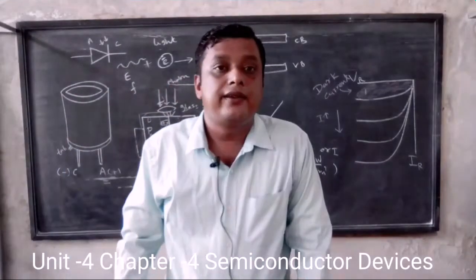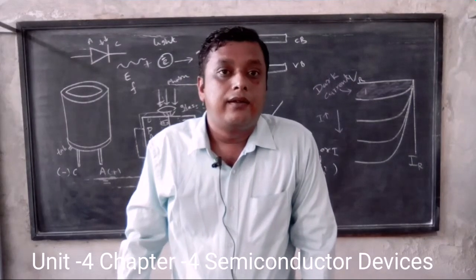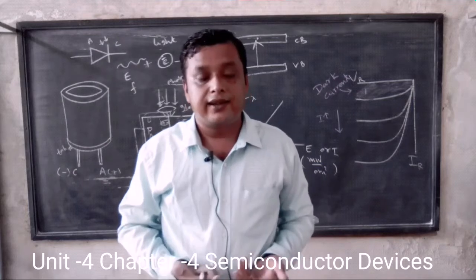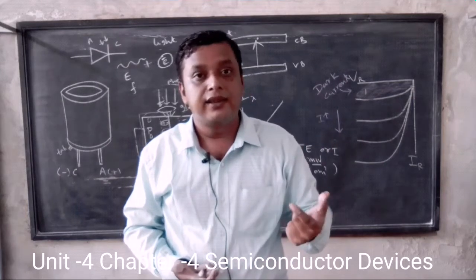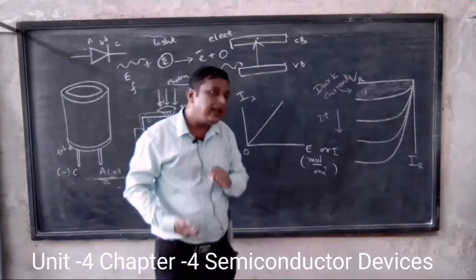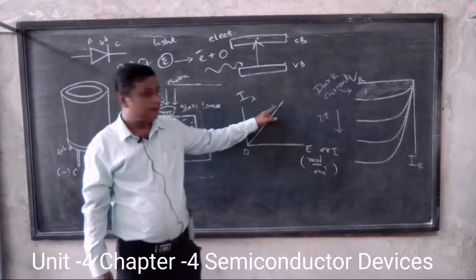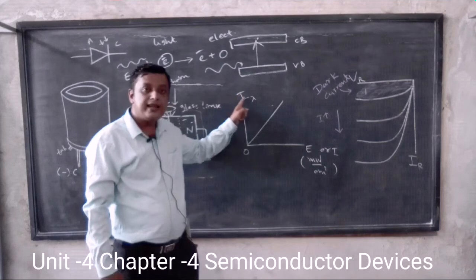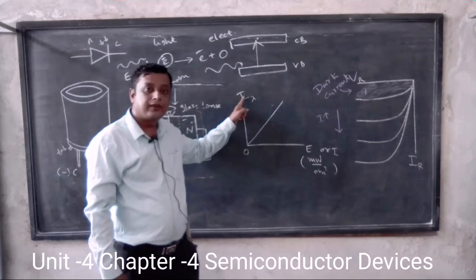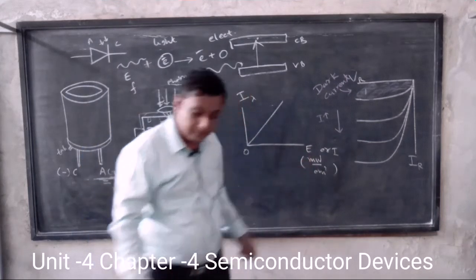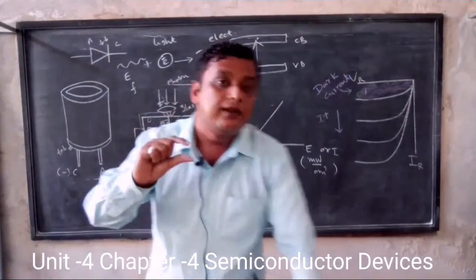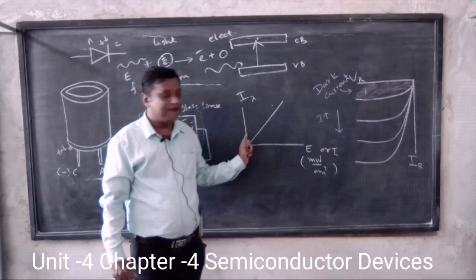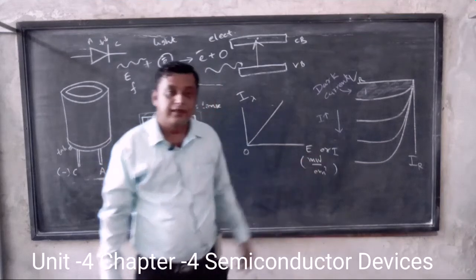Now another thing is what should be the characteristics, the IV characteristics, current voltage characteristics, which are obtained from the photodiode. So I am going to draw a graph of photocurrent versus intensity.